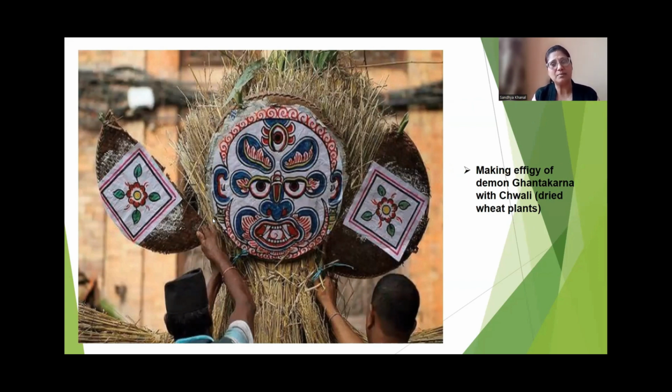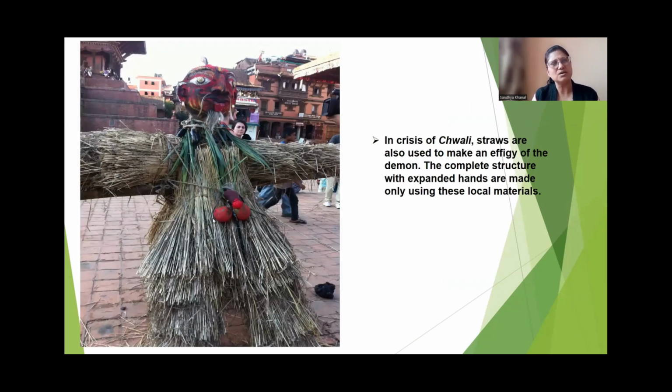Here the local people are making an effigy of the demon Ghantakarna with chwali, the dried wheat plants. Kathmandu Valley has a lot of cultivation of rice and less wheat, so sometimes there is a crisis of chwali. In times of crisis, the local people sometimes use straw instead, which is also used to make an effigy of the demon. The complete structure is made with expanded hands and all those limbs, using only these two materials, either the chwali or the straw.